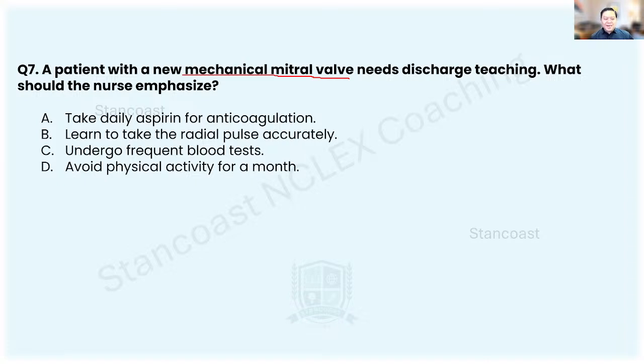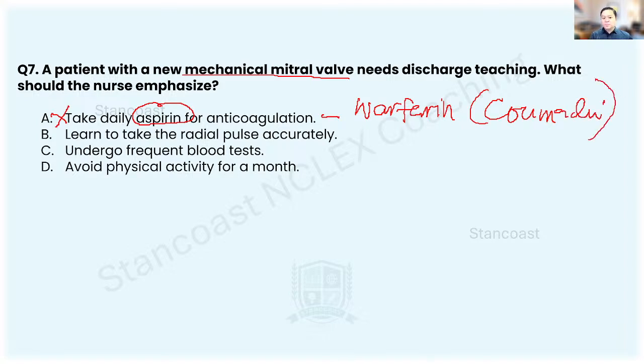Guys, the aspirin is not going to do anything about it. It will only prevent the clumping of the platelets, but it will not really thin the blood to the level that can prevent clotting in the mechanical valve. So this is not appropriate for anticoagulation, and this is going to be wrong. What we're going to expect here, guys, is the use of warfarin or Coumadin. Aspirin will not be effective in preventing the clotting in the mechanical heart valve.